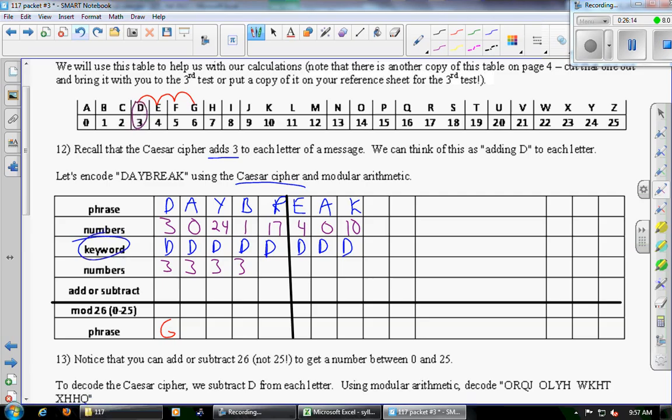Okay, and then what I want to do is add 3 numbers. I want to add 3 to each of these places up here. And so adding 3, you're correct, D is the fourth letter, but I want to add 3. And 3 is the number that goes with D. So I'm just going to put a bunch of 3s here because that's what all the D's are according to that chart.